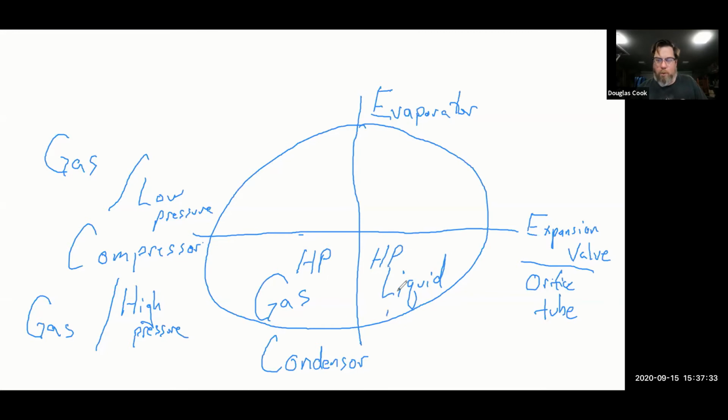So our high pressure liquid is going to travel from our condenser over to our expansion valve or our orifice tube, depending on what system we have. And then again, now here, we're not going to change state, right? We're going to change pressure. So here we have another intersection. So we're going to change from a high pressure liquid to a low pressure liquid.